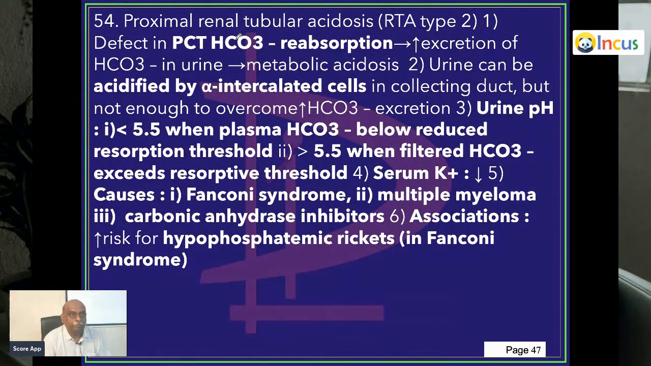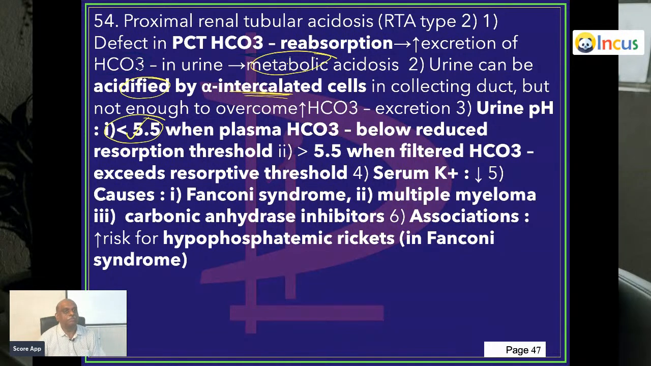Now, let us talk about proximal renal tubular acidosis. What is the problem in proximal renal tubular acidosis? Bicarbonate reabsorption is affected. Increased excretion of bicarbonate in the urine leads to the development of metabolic acidosis, right? But here the alpha intercalated cells in the distal renal tubule are still functioning. That's the reason they are still capable of secreting H plus and acidifying the urine. That is the reason there is a possibility for the urine pH to be less than 5.5, because alpha intercalated cells are working, no?